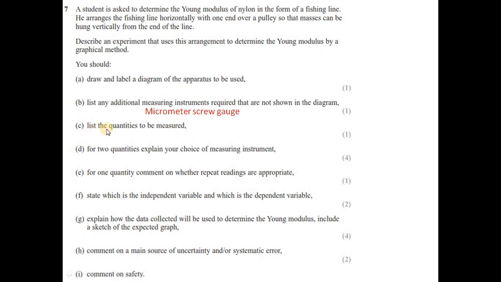Part C, list the quantities to be measured. It's all about Young modulus. So we need extension, we need diameter, and the force acting on the wire. That means the mass that is hanging. Extension, diameter of the wire, and the mass or the force. For two quantities, explain your choice of measuring instrument. For extension, or for the length, we are going to use a meter rule because of its precision, the most appropriate instrument. And for diameter, we are going to use a micrometer screw gauge.